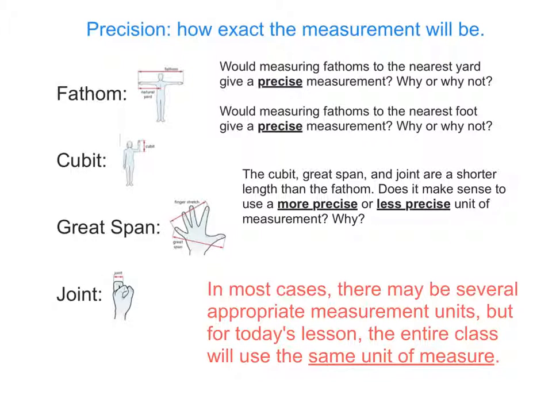The cubit, great span, and joint are a shorter length than the fathom. Does it make sense to use a more precise or less precise unit of measure? Why? The answer would be more precise because you want to be even more specific about the measurement of the cubit, the great span, and the joint, since they are smaller than the fathom.